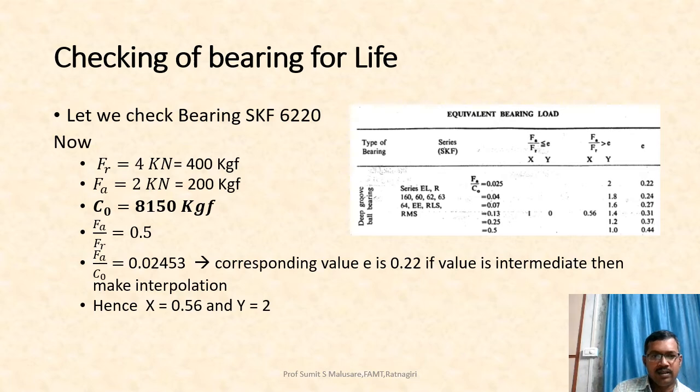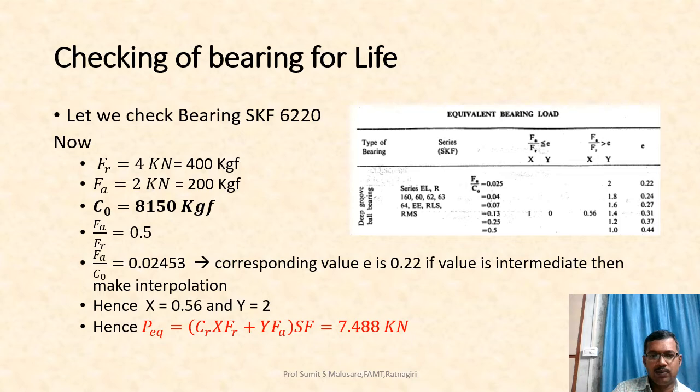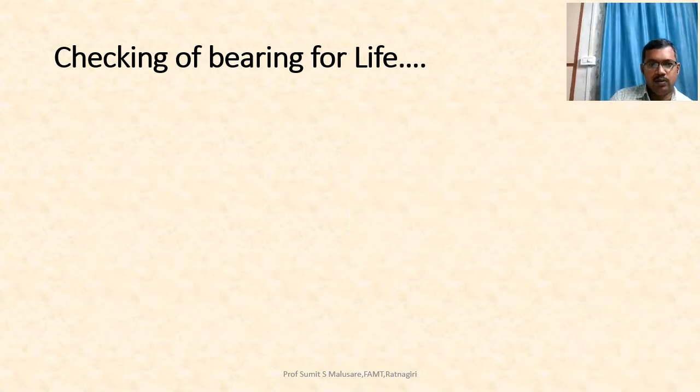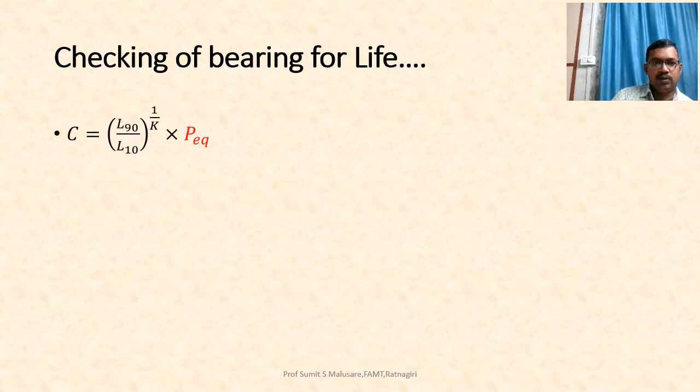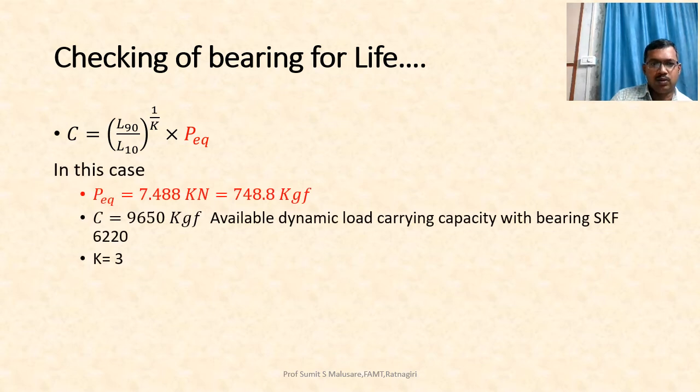Then, if I consider e equal to 0.22, X is equal to 0.56 and Y is equal to 2, then P equivalent comes out to be 7.488 kilonewtons. Now C is equal to L90 upon L10 raised to the power of 1 upon K into P effective. So P equivalent comes out to be 7.488 kilonewtons, that is 748.8 kgf. The value of dynamic load carrying capacity is given as 9650 kgf. Hence the available dynamic load carrying capacity is 9650 kgf.